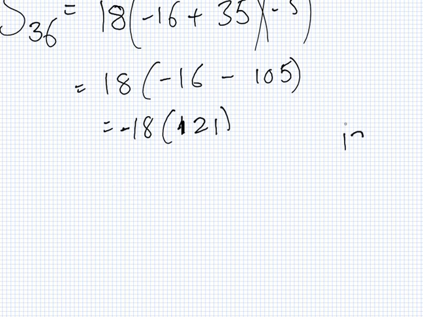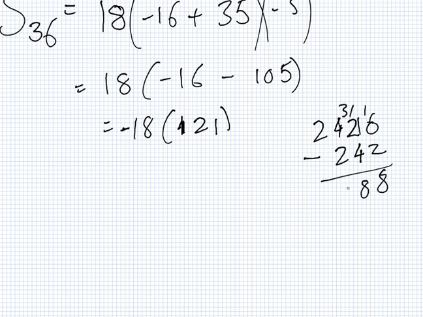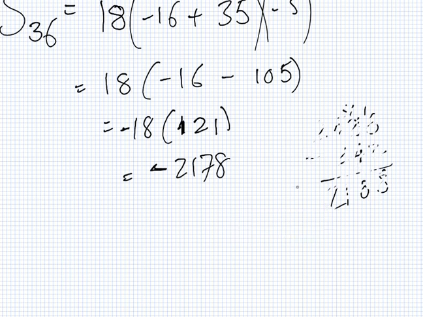Hang on. No, I can do this. It would be 2, 4, 2, 0 minus 2, 4, 2. Two, 2188? Ah, so close. 2178. I was trying to do it too quickly. All right. Okay, minus 2,178.